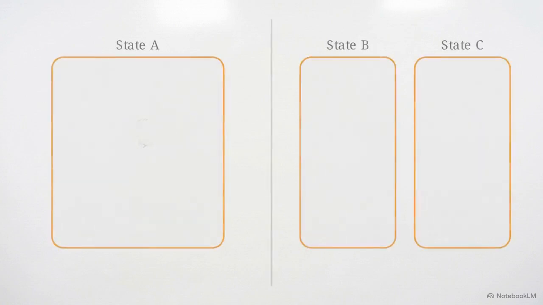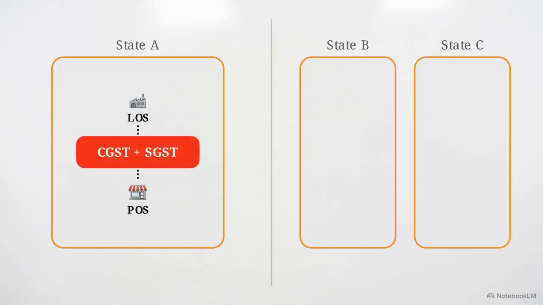Look at this split-screen map. On the left side, the location of the supplier and the place of supply are within the exact same state border. This triggers CGST and SGST. But on the right, crossing a state line changes it to a federal IGST.